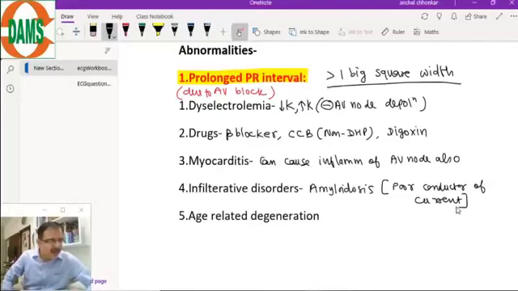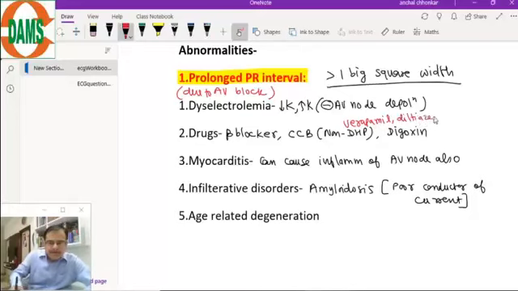Non-DHP, DHP dihydropyridine. Non-DHP is non-dihydropyridine group which include the diltiazem and verapamil. Now, infiltrative disorders. Infiltrative disorders are like amyloidosis. Amyloid is a poor conductor of current.